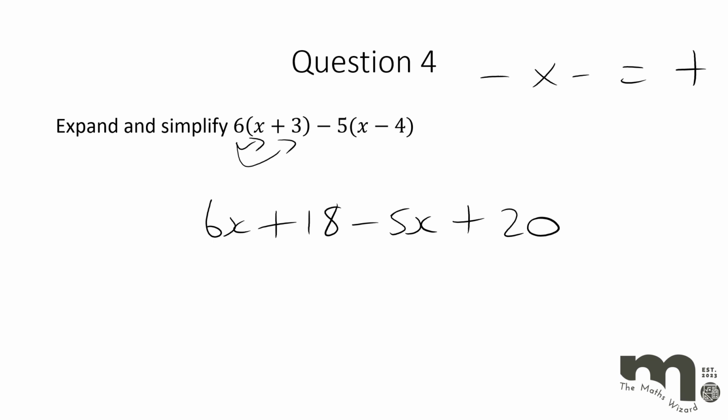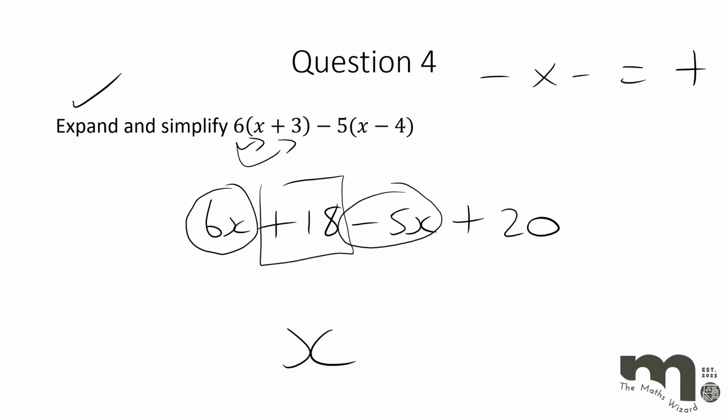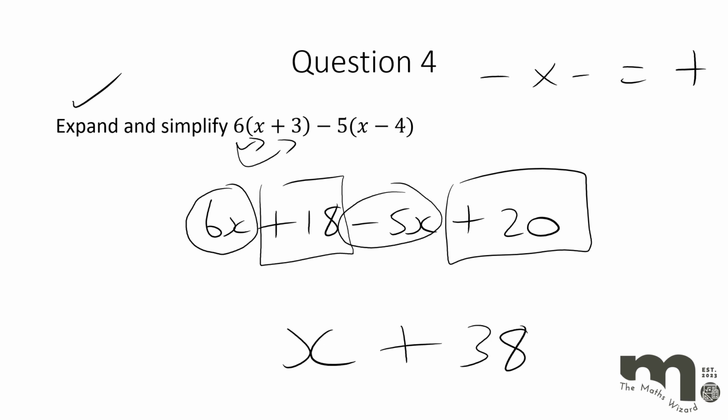Now, you'll notice here in the words before the question, you've got expand and simplify. So we've done this bit now. Now we need to simplify the expression. So if we look at our x's, we've got 6x minus 5x, which is just going to give us x. Then you've got 18 add 20, which will give you 38.